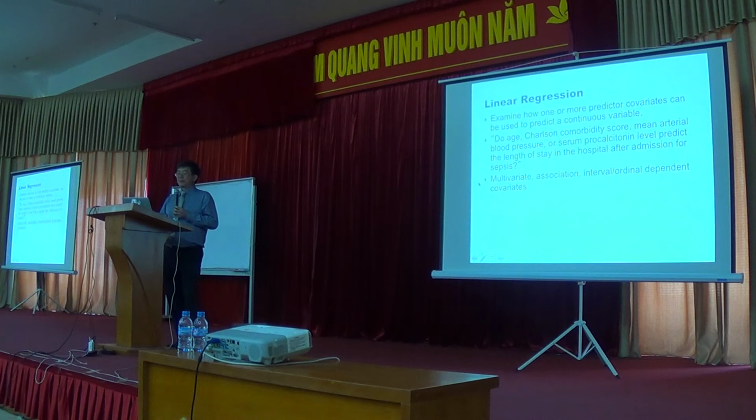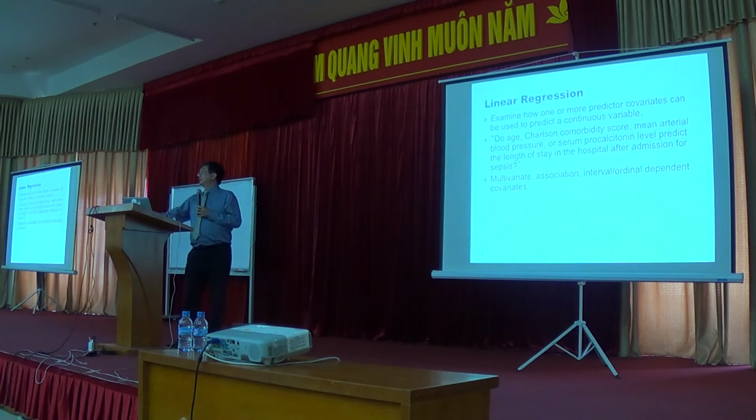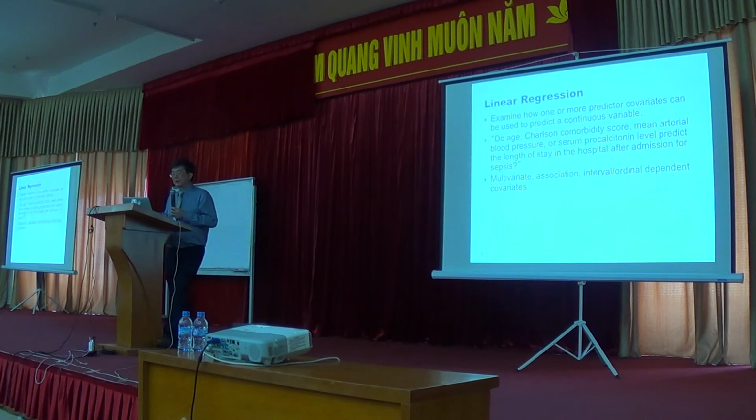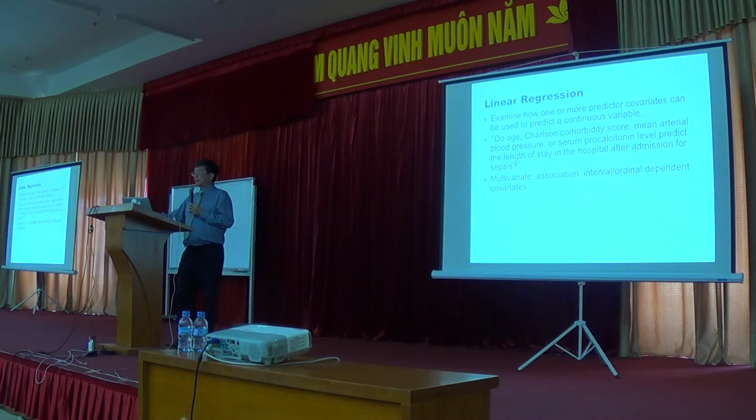So linear regression. Now, moving away from survival analysis. Linear regression is used to examine how one or more predictive covariates can be used to predict a continuous variable. For example, do age or comorbidity or the mean blood pressure or the procalcitonin level, which is one of the hormone levels, predict how long the patient is going to stay in the hospital after admission for sepsis.